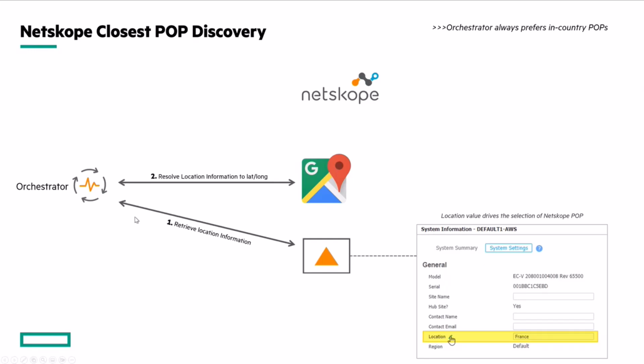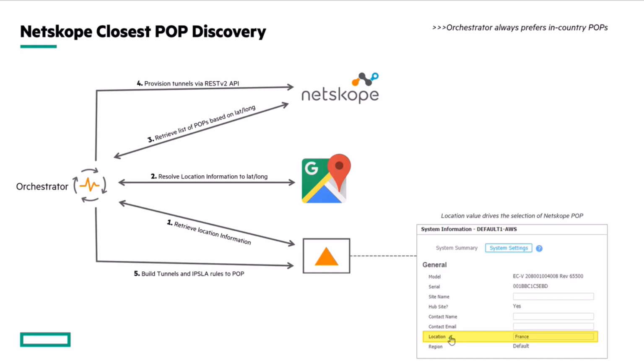It will send that string-based location address information to Google and get back a lat long. Then it passes that lat long to Netskope's POP API and says, based on this lat long, what POPs do you suggest? Netskope responds with a list of the top 5 closest POPs. We take 2 of those, the top 2 closest ones that are in the same country as the Edge Connect, and provision the tunnels on the Edge Connect. On top of that, we create IPSLAs across those tunnels to the POP itself. So that's what it's doing. Every time you associate the appliance with Netskope or Zscaler for that matter, this process kicks off and runs.